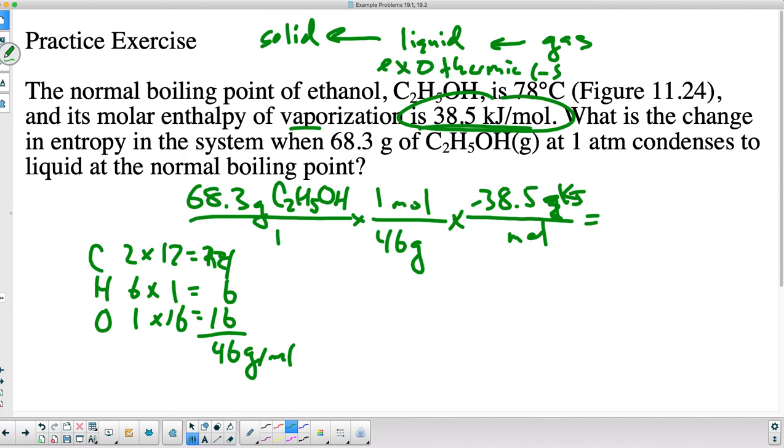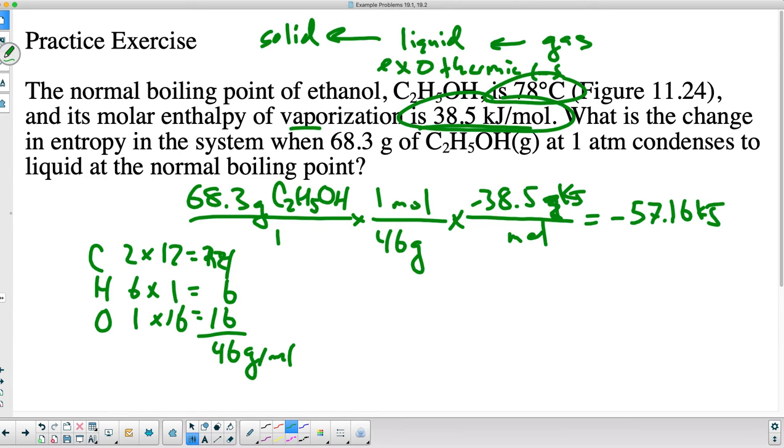So when I go through this, I get 68.3 divided by 46 times negative 38.5, which will give me 57.16, and that will be kilojoules. Okay, so negative 57.16 kilojoules.